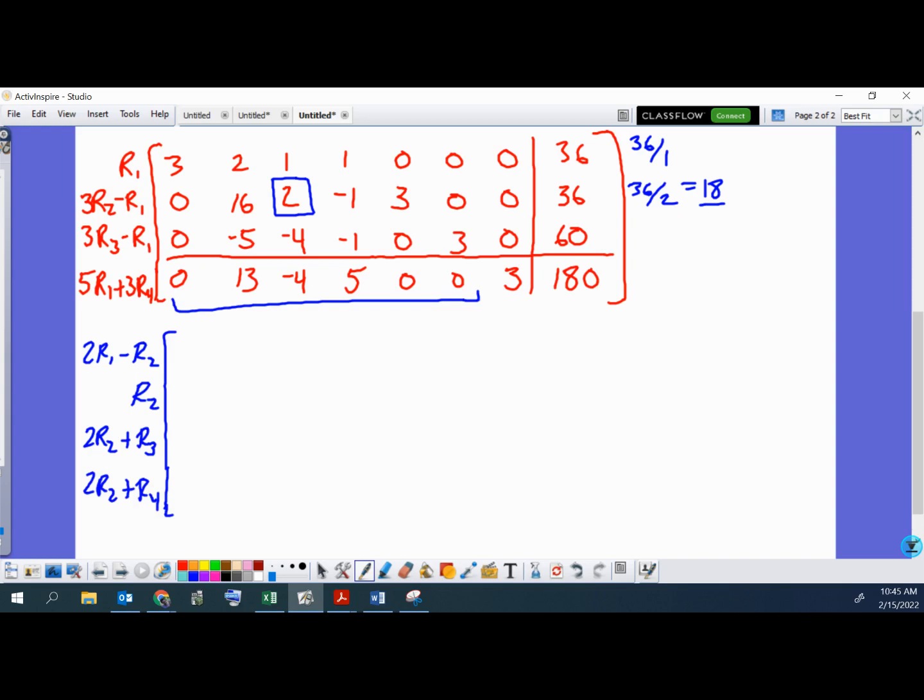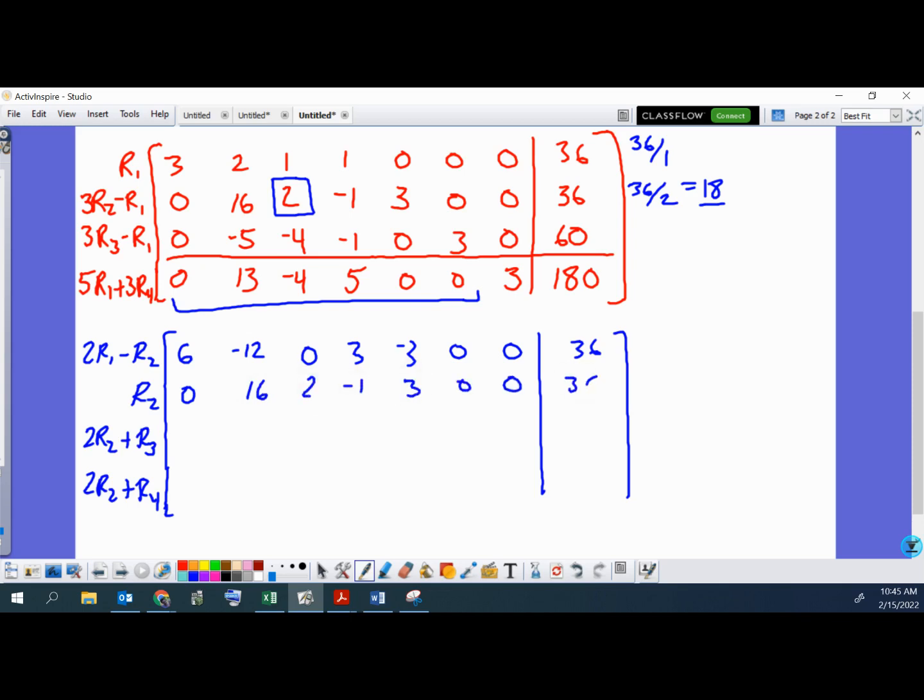2 row 1 minus row 2 is going to give me 6. 4 minus 16 is negative 12. 2 minus 2 is 0. That was by design. 2 minus negative 1 is 3. 0 minus 3. 0, 0. 72 minus 36 is 36. Row 2, keep it the same. 0, 16, 2, negative 1, 3, 0, 0, 36.